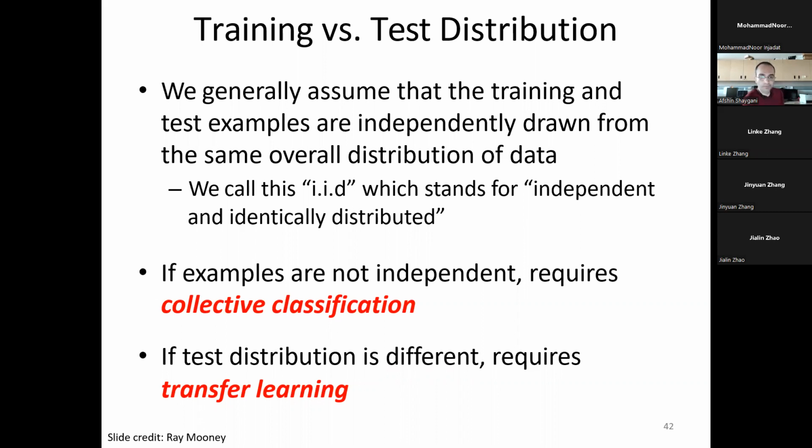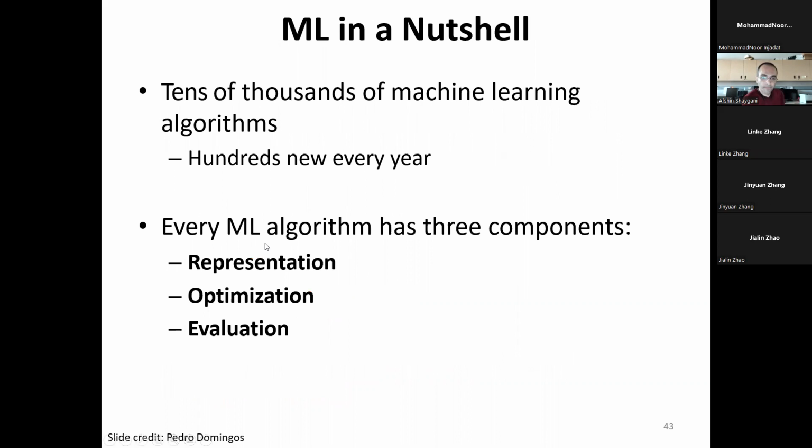There are certain steps that will be learned during the term. But today is introductory. I'm giving you a heads up about everything. So machine learning: there are tens of thousands of machine learning algorithms now. So anybody in machine learning cannot know all kinds of algorithms and techniques. There are 100 new every year, and now I believe we reach thousands of new techniques every year. Every machine learning algorithm has three components: representation, optimization, and evaluation. At a certain point, we should use optimization. That's why we put optimization revision at the beginning of the course.